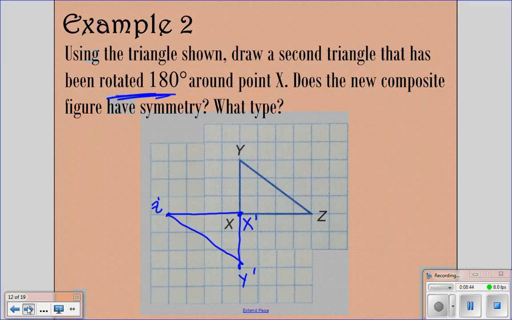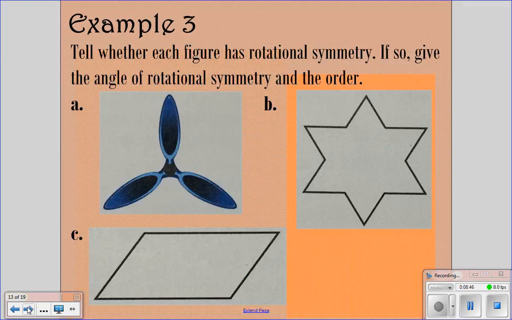Okay, so we want to look here and tell if each figure has rotational symmetry. If so, give the angle of rotational symmetry and the order. So this first one, it does have rotational symmetry. The angle of rotational symmetry, well, and the order. I like to do the order first. The order is going to be 1, 2, 3. And so 360 divided by 3 is 120 degrees. And so that would be all you would put for A.